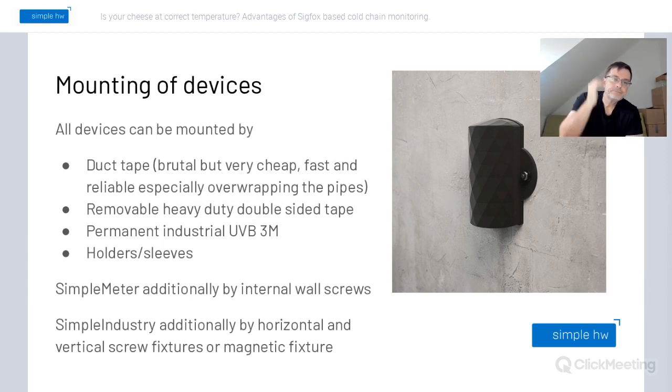Then we have a slide about the mounting of devices. One of the things that people underestimate is the MacGyver way of duct tape mounting. For instance, we are very successful duct tape mounting the SimplePack to the pipe, where we have a reaction time below 1 minute. It's very cheap, very fast.